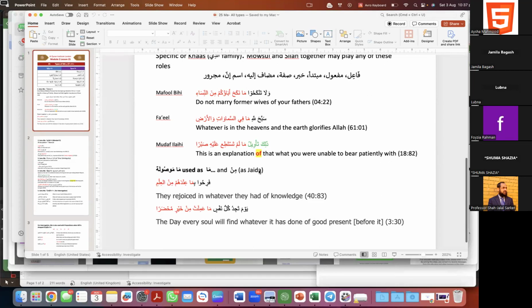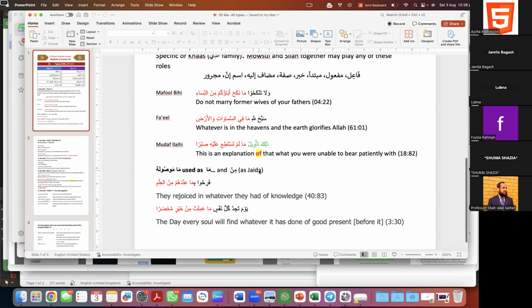Ma nakaha abaukum minan nisa: those whom your fathers married among the women. It means those your father married before, you don't marry them. So, la tankahu, do not marry. Marry whom? That answer is maf'ul bihi, right? That is maf'ul bihi.